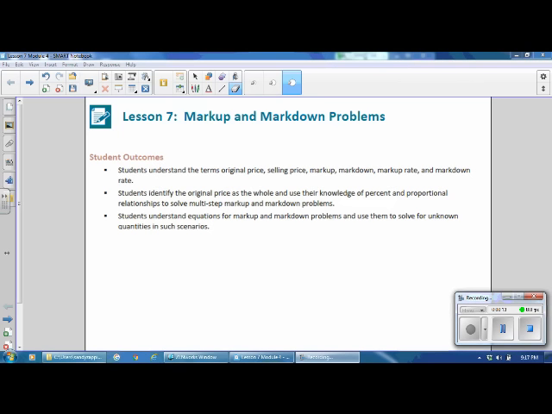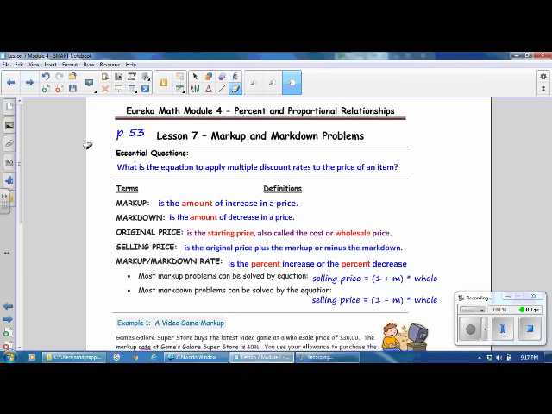Students identify the original price as the whole, use their knowledge of percent and proportional relationships to solve multi-step markup and markdown problems. Students understand equations for markup and markdown problems and use them to solve for the unknown quantities in such scenarios. In Lesson 7, pause the video and copy the essential question. What is the equation to apply multiple discount rates to the price of an item?